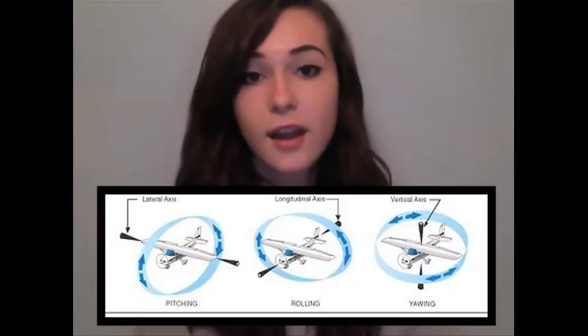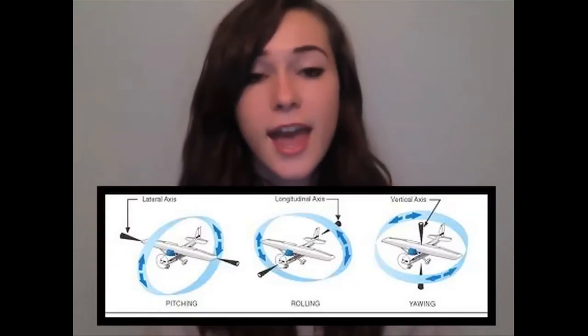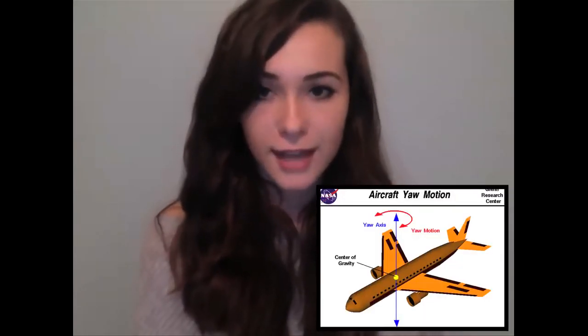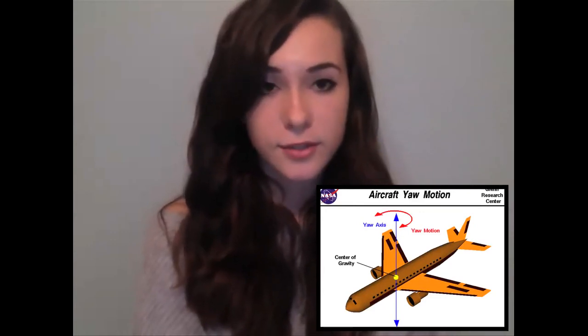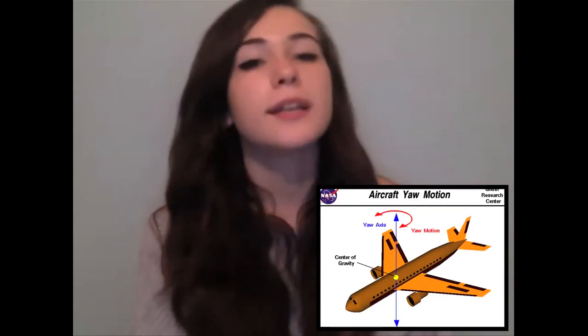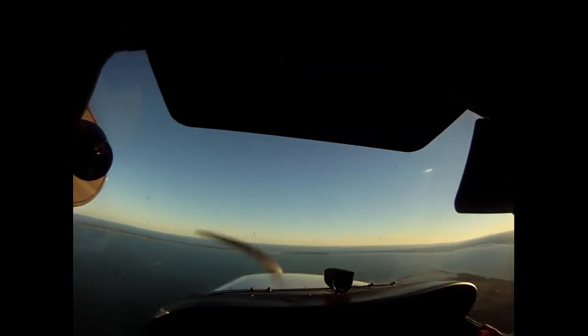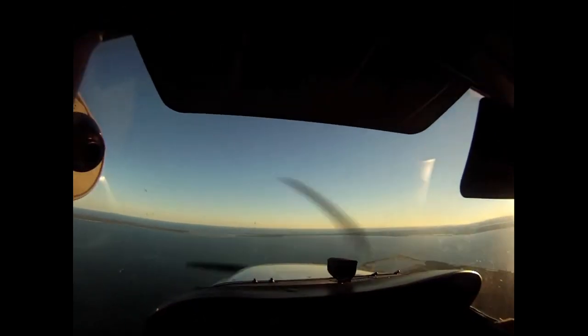Unlike a car, which only has one axis of control, which is turning left and right, in a plane you have to control three, which is vertical, longitudinal, and lateral. You can imagine the vertical axis as a pole that goes through the roof of the plane to the ground while the plane turns around it. Controlling the plane in relation to this axis means the nose of the plane can go left or right. Like in a car, that's how you steer. In a plane, this movement is referred to as yawing.